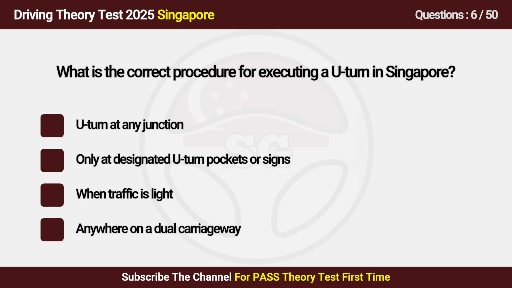Question 6. What is the correct procedure for executing a U-turn in Singapore? A. U-turn at any junction. B. Only at U-turn pockets or signs. C. When traffic is light. D. Anywhere on a dual carriageway.